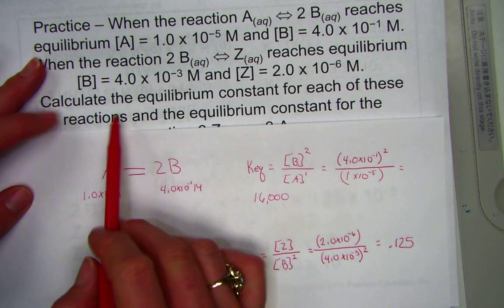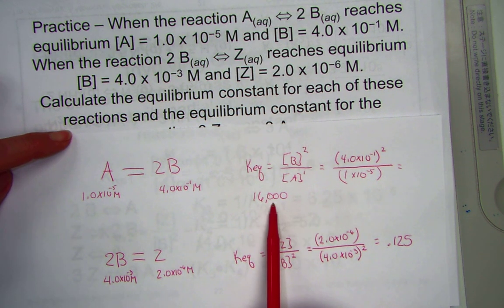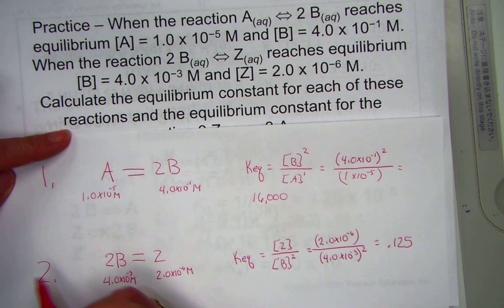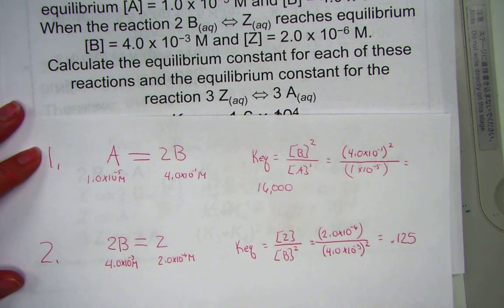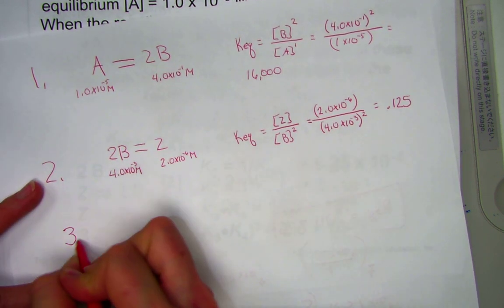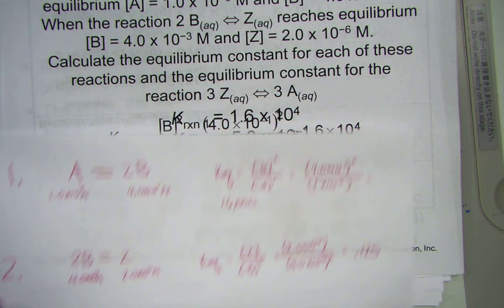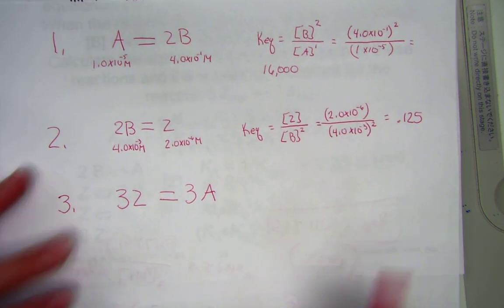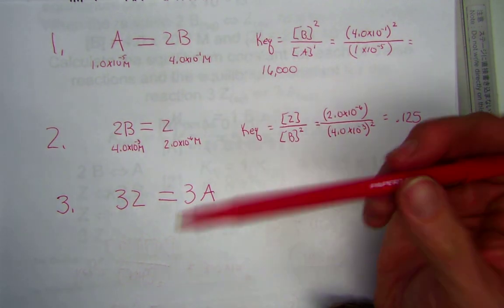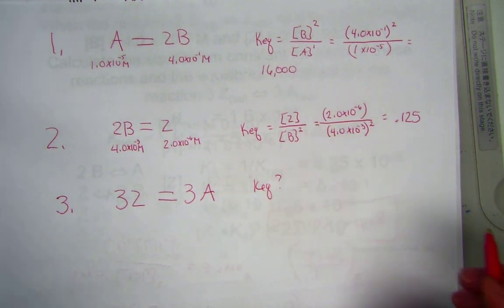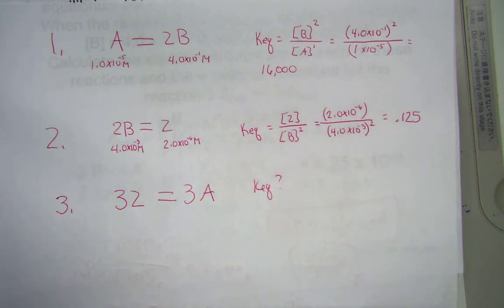Alrighty. Calculate the equilibrium constants for each of these reactions. We indeed have 16,000 for equation 1, 0.125 for equation 2. Now, let's target in equation 3. 3Z in equilibrium with 3A's. How can I use these elementary reactions to create Z turning into A with 3 of each? We'd like to know its equilibrium. Alrighty, so we have the basic building reactions. How do we place them together to get Z turning into A?